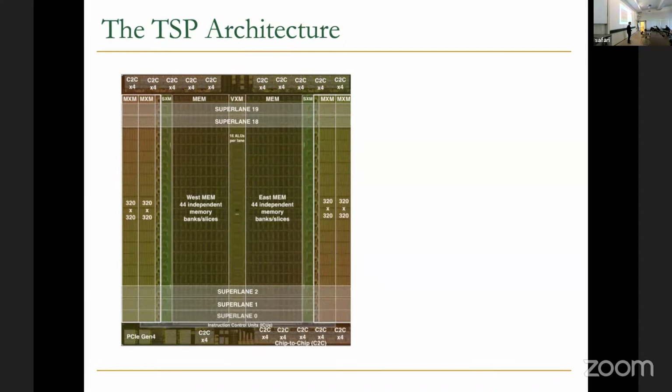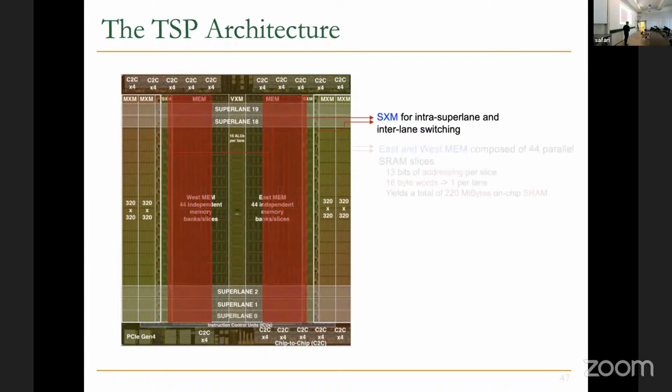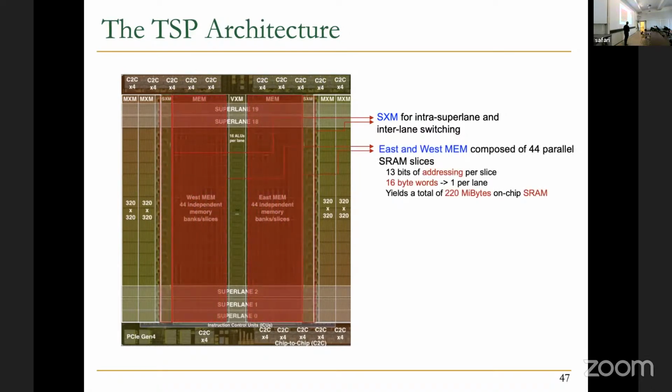Good. Then we have 2 SXM units. As said before, these are just to permute the data between the different horizontal layers of the chip. And 2 memory units. These are essentially the scratchpad memory that I mentioned earlier.